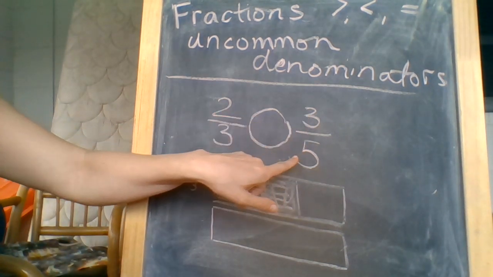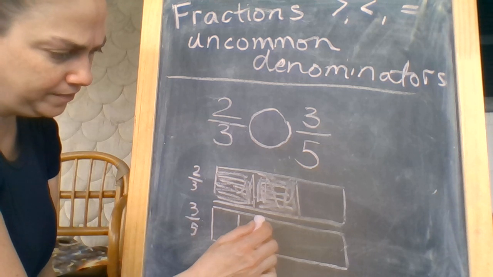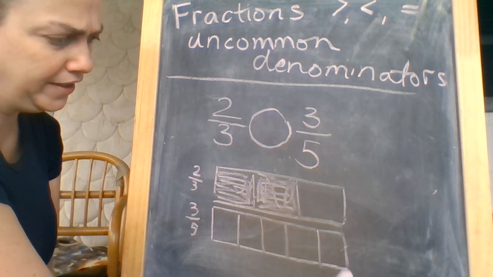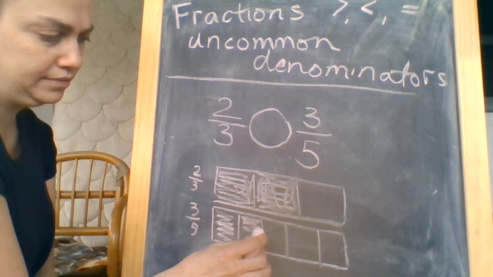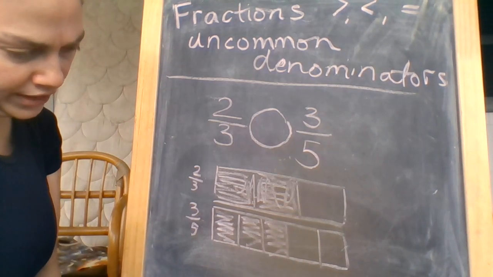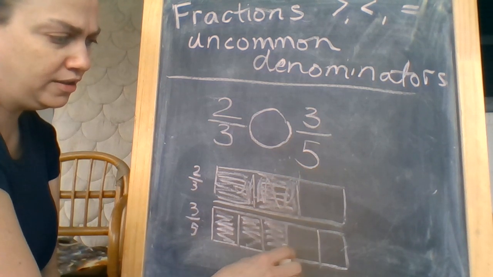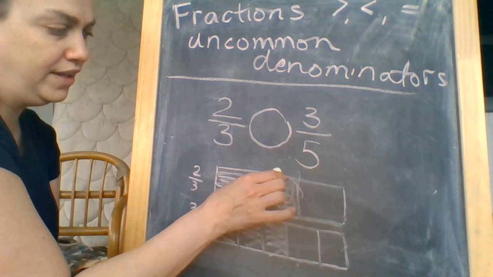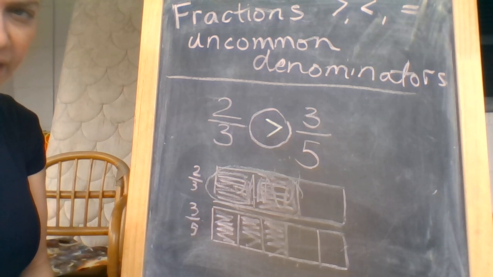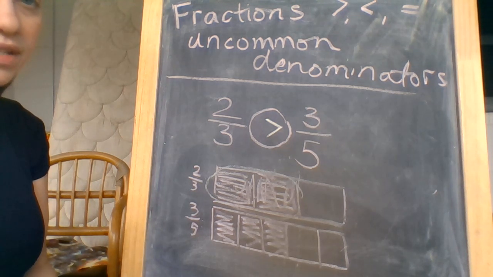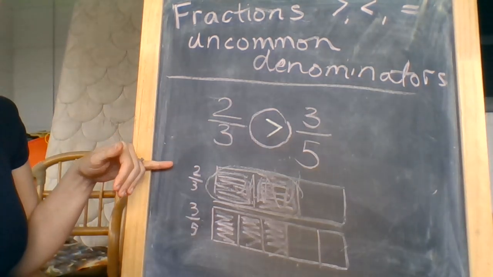All right, how about 3/5? So 5 pieces, 1, 2, 3, 4, 5. I'm going to color in 3/5. So now I'm going to look and see which one is greater. Here's my shaded piece. Here's my shaded piece. If I bring this straight down, this piece is greater. 2/3 is greater than 3/5. Now I could find a common denominator, but I want to be able to look here at comparing them without a common denominator.